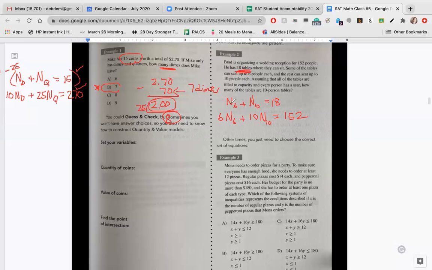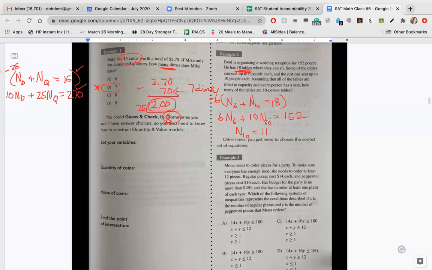So I did the 6 and the 10. The number of 6 people tables plus the number of 10 people tables is 18. And then the 6 people table seats 6, the 10 people table seats 10, and that equals 152 people. And then I did elimination. I multiplied everything by -6 on this one and I eliminated the 6 people tables. So the number of 10 people tables ends up being 11.